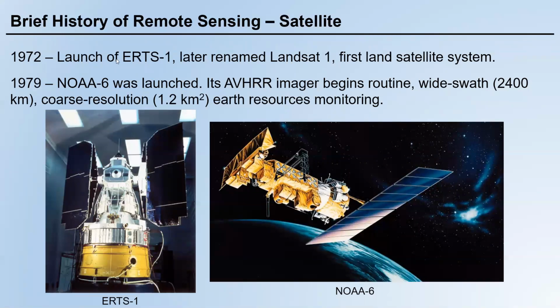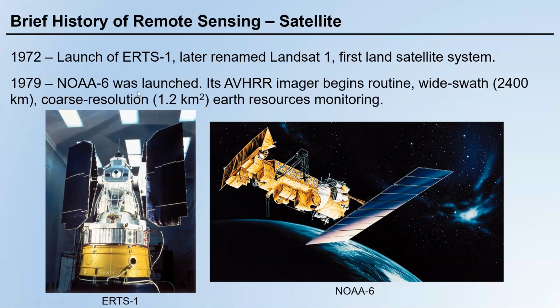And after the Cold War, I would say people began to use satellites for more meaningful things. For example, land resources, vegetation, soil, rivers, and glaciers, etc. So ERTS-1 was later renamed Landsat 1. It's one of the most famous satellites in the remote sensing realm. I'm going to introduce its family later in this class, maybe next week or the week after. The ERTS-1 or Landsat family is for land resources.